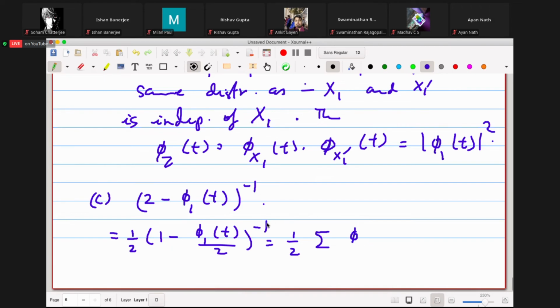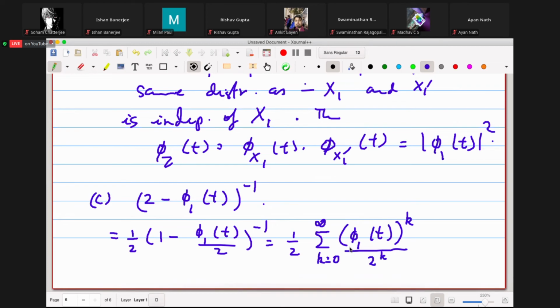So 1 minus a power minus 1, that should remind you of geometric series, right? So this is phi1t power k divided by 2 power k, and k goes from 0 to infinity. Okay, why is it that this is valid?